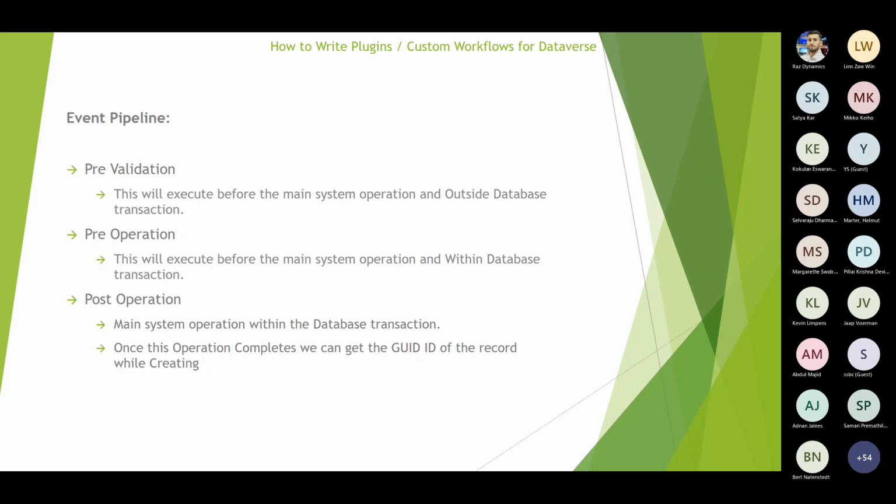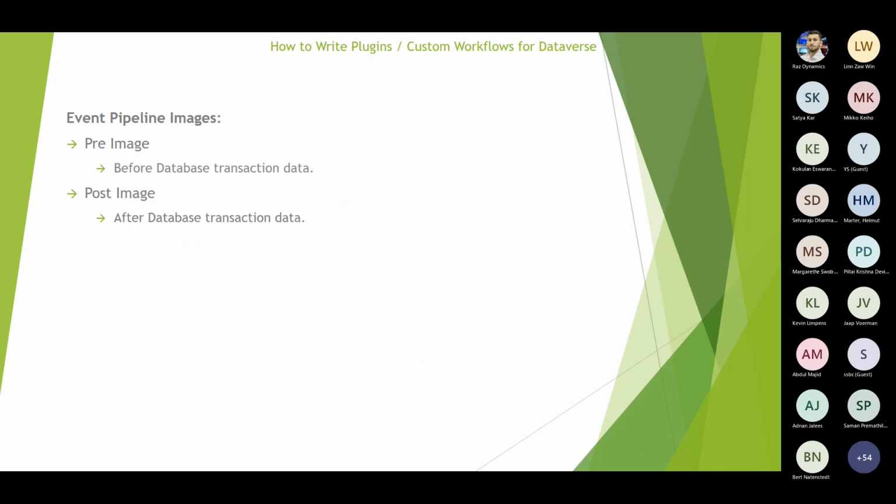Then the post-operation triggers, which is the main transaction. This will directly go and save the record into the database. After saving it to the database, we can retrieve the value of the saved record. For example, if I'm creating a record, in pre-validation and pre-operation I won't get the ID of that record, but after post-operation I can get the ID of the record I have created, which is nothing but a GUID in Dataverse.